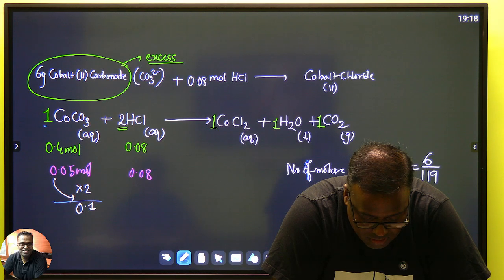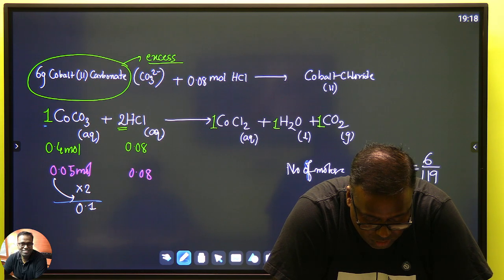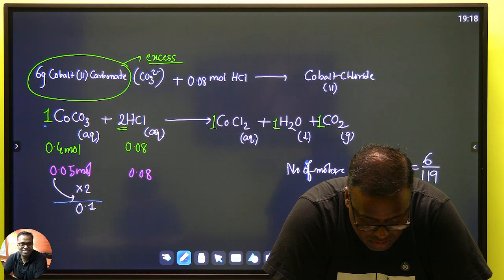Okay. Now, in order for 0.05 to react, how much HCl will it require? 2 times, so this is 0.1. No, something is wrong in this question. One minute. One mole cobalt carbonate reacts with 2 moles of hydrochloric acid, which is very fine. 0.05 will react with 0.1 of hydrochloric acid, but you have got how much? You have got only 0.08, therefore cobalt is excess.